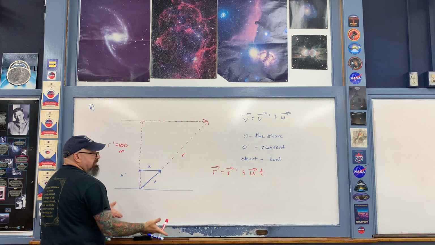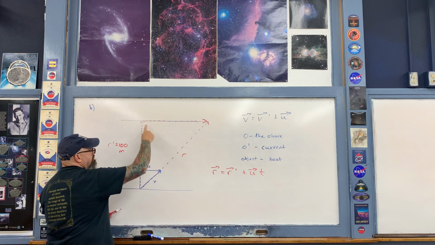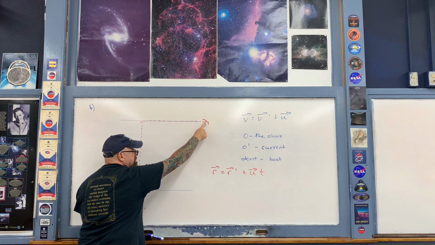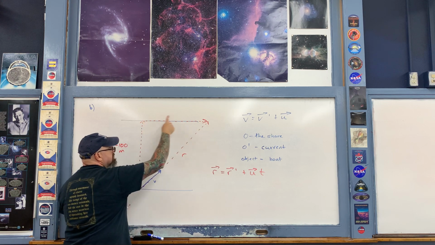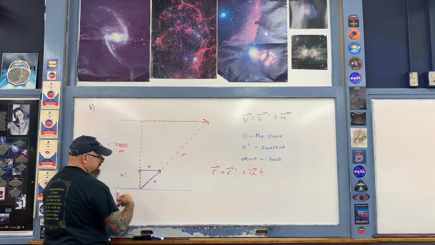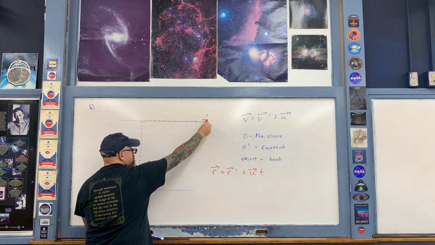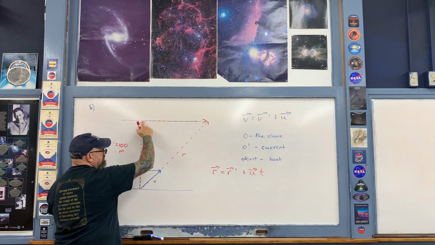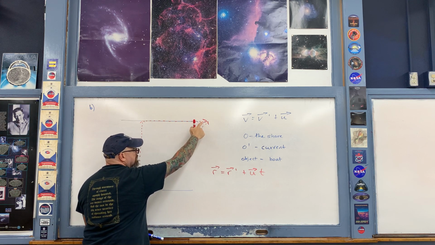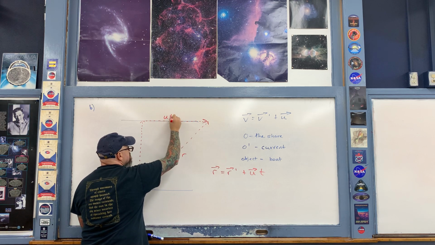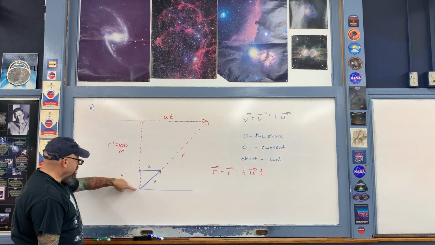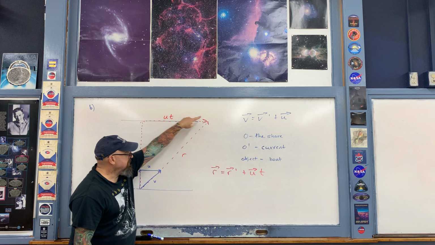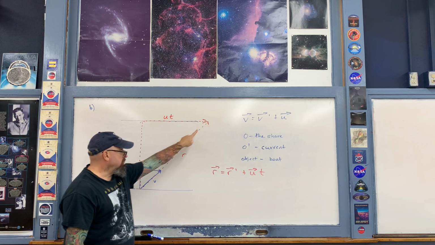And then lastly, the UT vector on this diagram is this vector right here. Basically think of this as the distance that the boat moves downstream as it's crossing the stream like so. This right here is the position of the water relative to the shore. This is UT. So we have then R prime plus UT is equal to R.